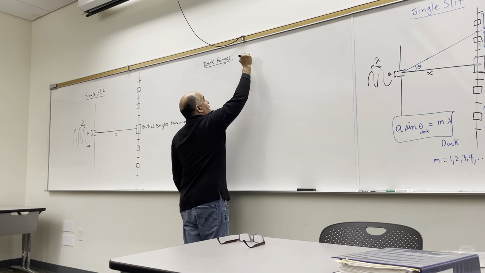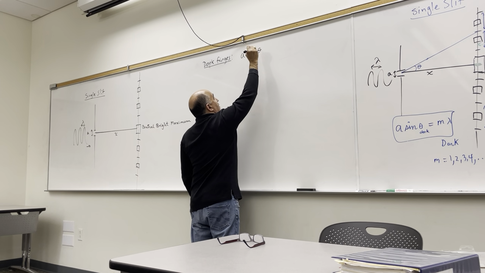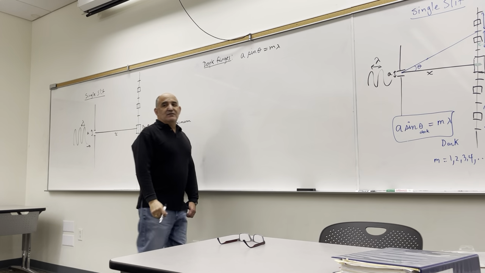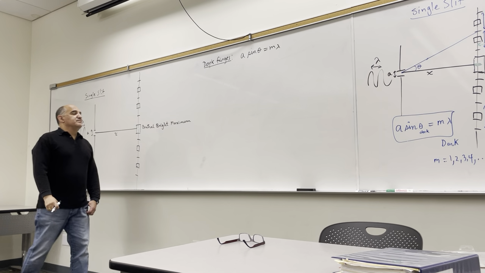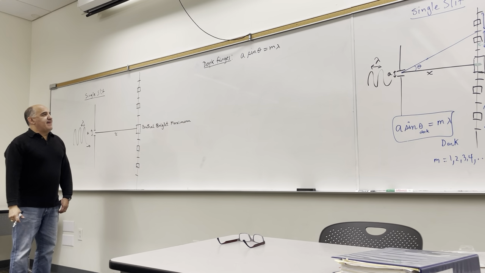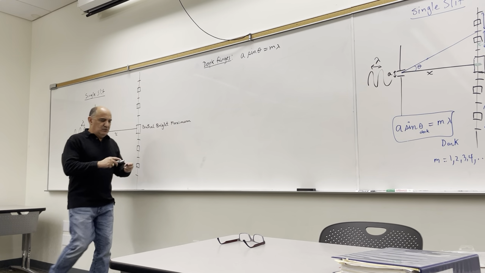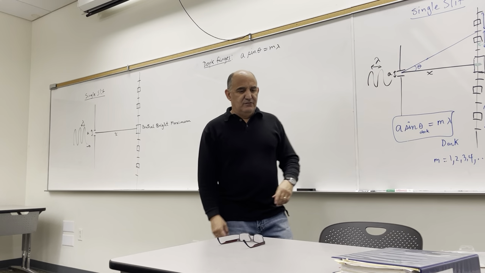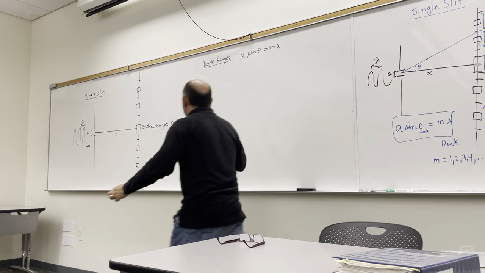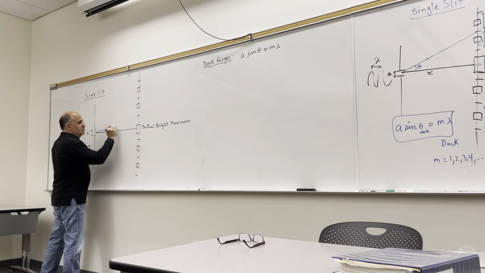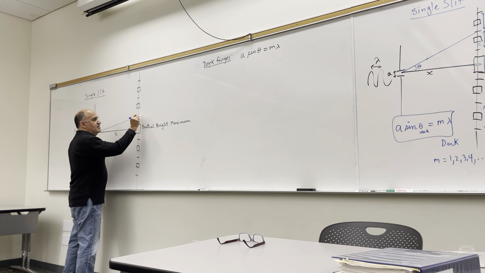Right? a sin theta equals m lambda, right? That's for the dark fringes. Now, what if I consider this dark over here? If I consider the dark, maybe I'll use blue to do this for the first dark. If I consider this dark over here, then I want to know, what is this height over here? What is that y?